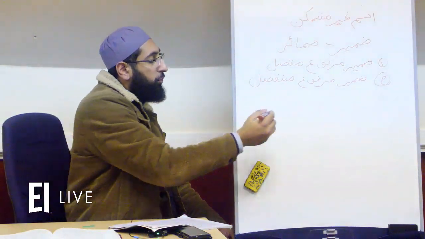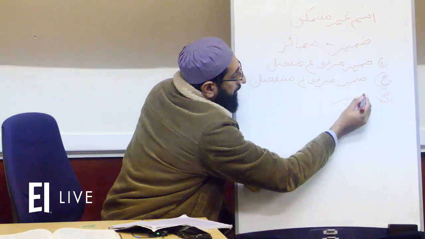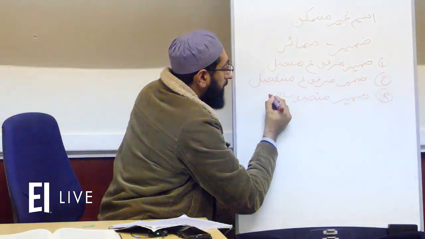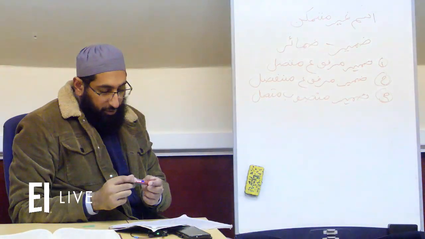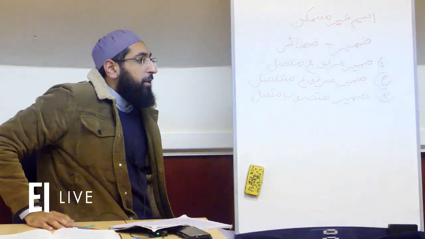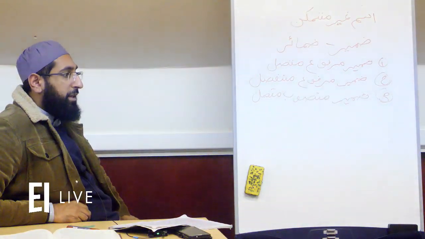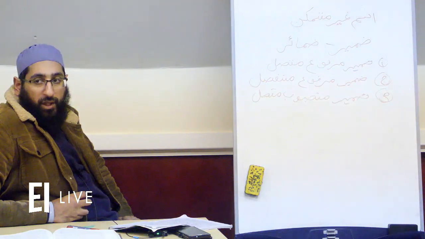Number 3 is Zamir Mansoob Muttasil. So this is joined to its Amil. It's in the place of a Nasab and is joined to its Amil. This Zamir is commonly Maf'ul Bihi.